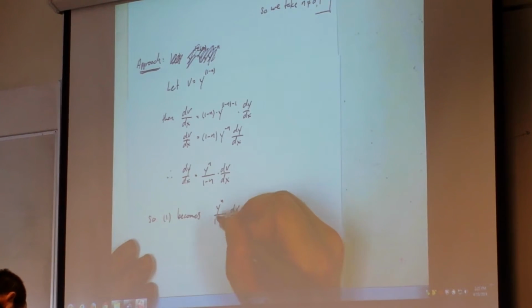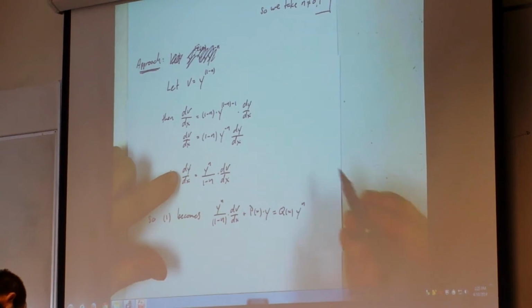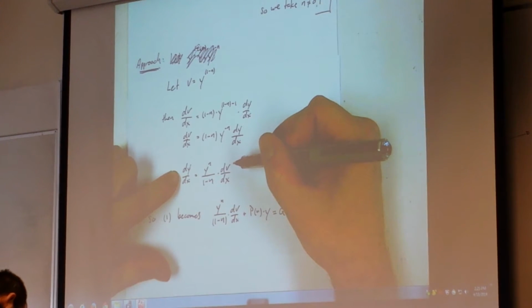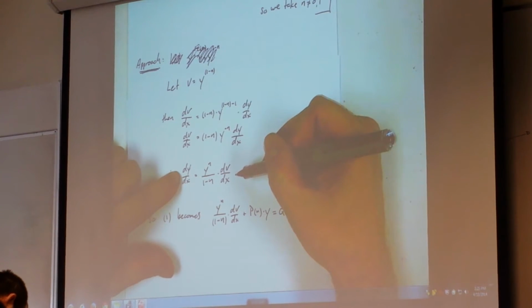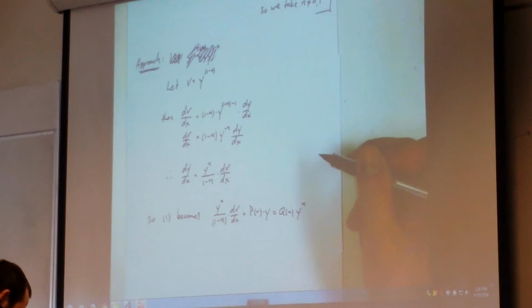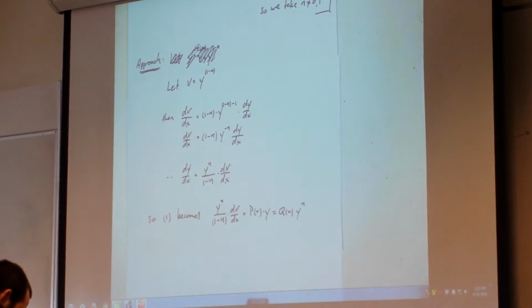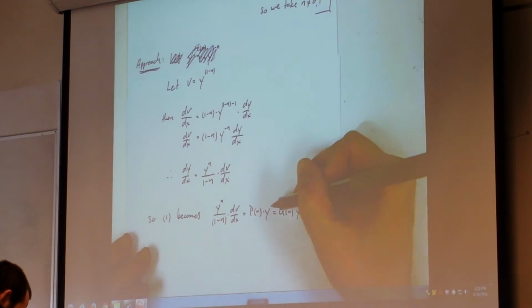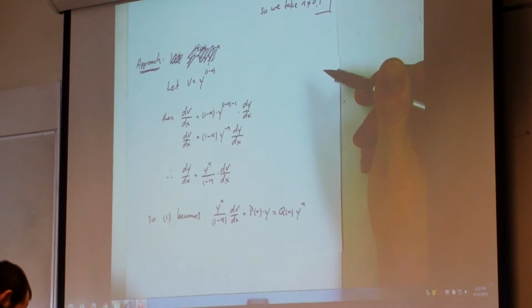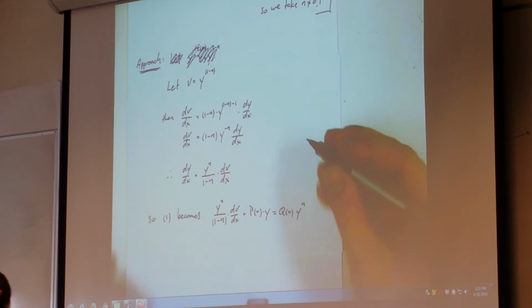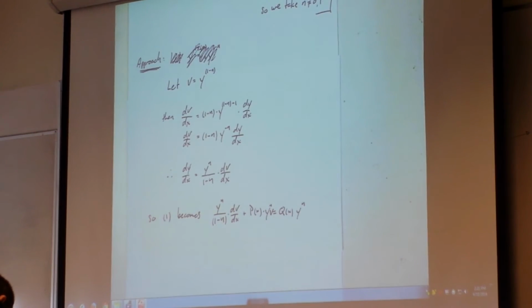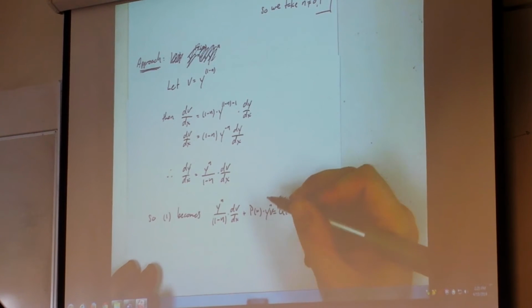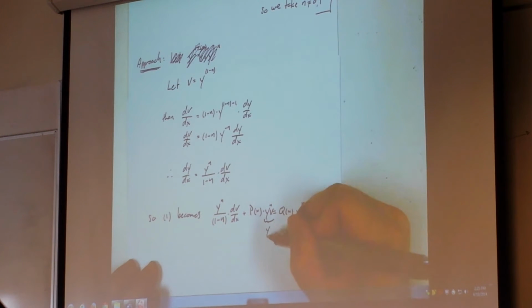Now, all of this right here we recognize as 1 over y to the n around dv dx. We just substituted that. So, where's the step that's missing? Y. Dang it, I don't remember where that comes from. Anyway, this business right here is y.